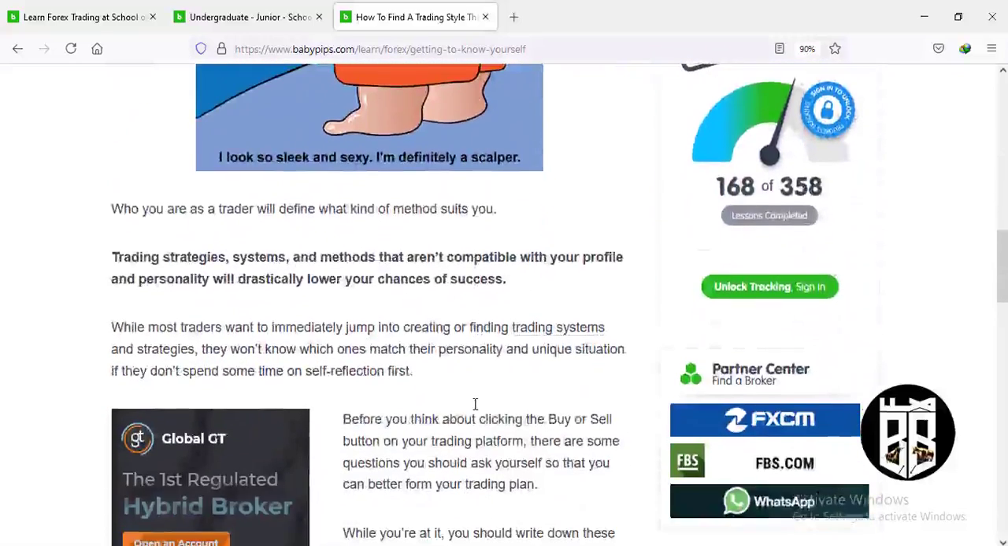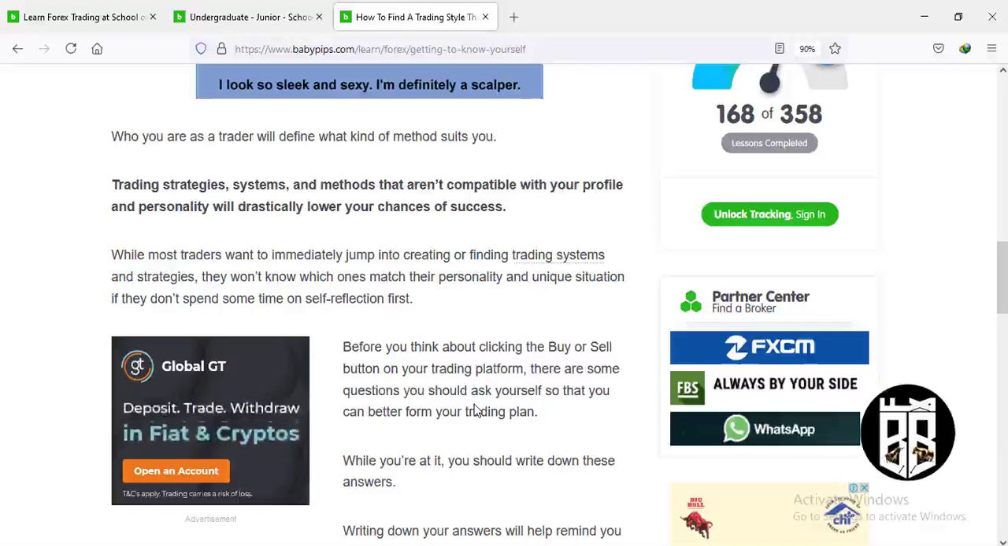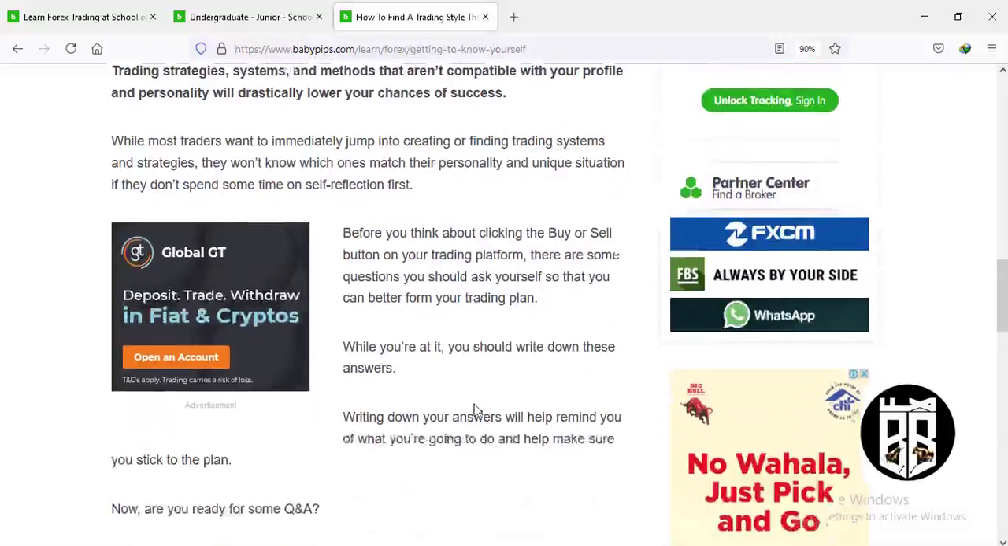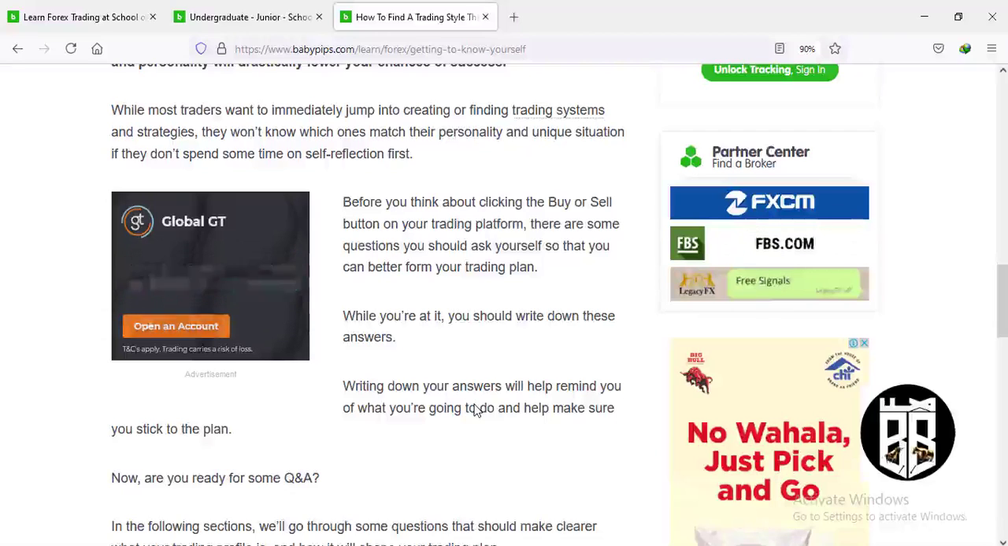So it's not always just a trading plan that makes you successful, but failure to develop a plan that suits your style of person will not make you successful. Trading strategies, systems and methods that aren't compatible with your profile and personality will drastically lower your chances of success. So before you click the buy or sell button on any trading platform, there are some questions you should ask yourself so that you can better form a good trading plan.